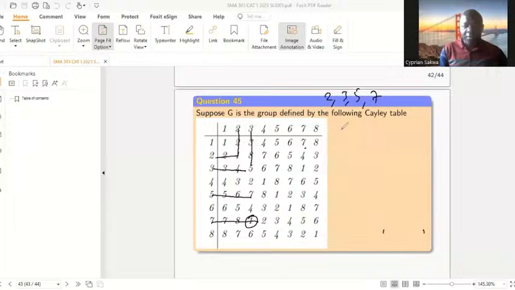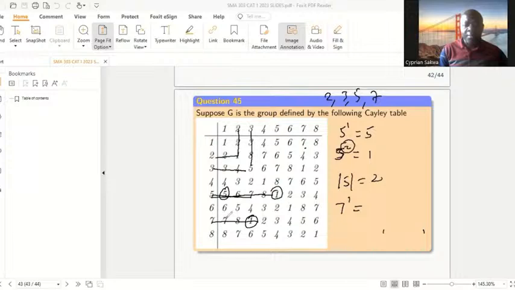I want to get the order of 5. So I'm looking for the power to which 5 is raised that gives me the identity. The identity is 1. So 5 raised to 1 is just 5. What about 5 raised to 2? That is 5 times 5, which is of course 1. So the order of 5, therefore, is 2, because it's this power that has given us 1.